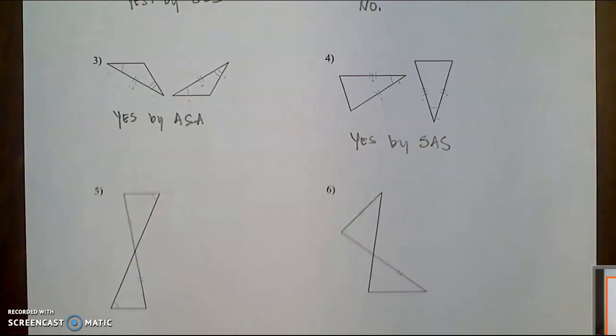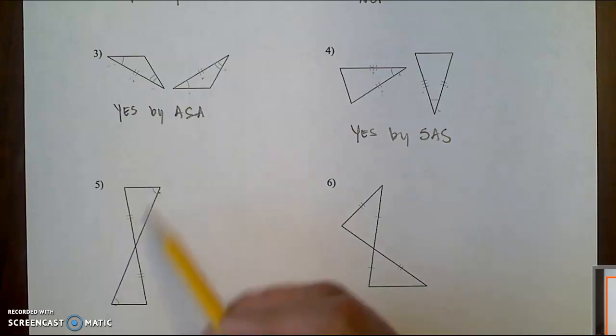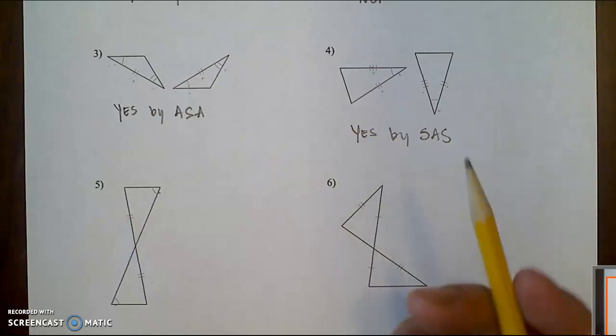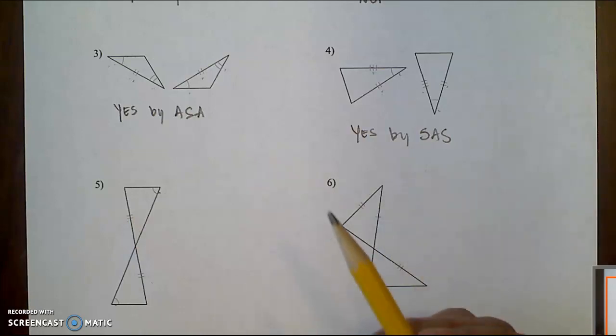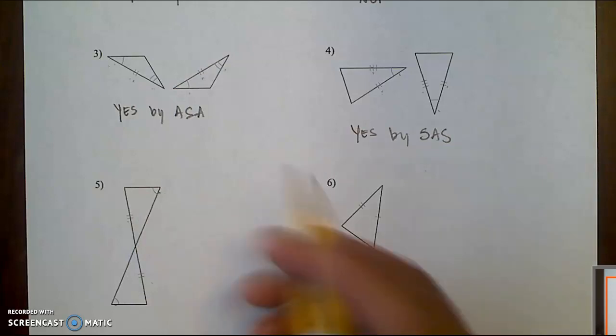Number 5. Here's where we're going to use those special properties. We have 1 angle from each. We have 1 side from each. That's all we got, so just 1 angle and 1 side. That is not enough to prove these two triangles congruent.